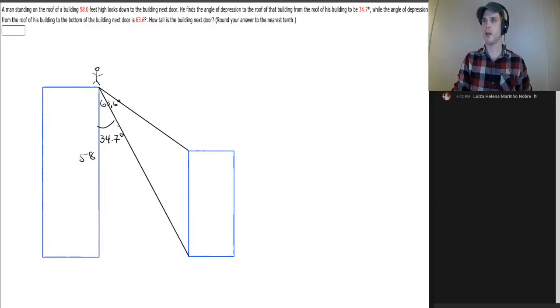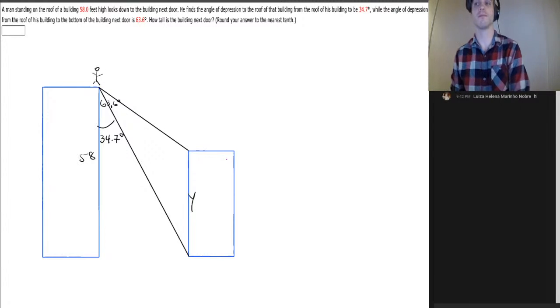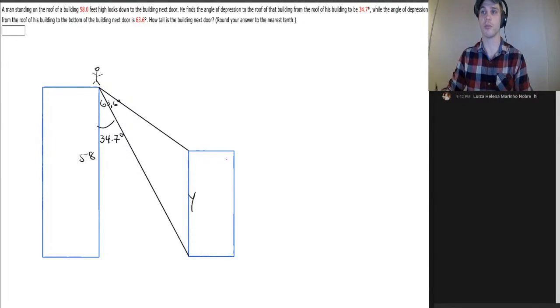Okay. So we want to find this other height of this building. So I'm going to assume that this is the right way. I don't know if this is right. It might be wrong. You may get the answer wrong, but this is the only thing that makes sense. So I'm going to go with this.